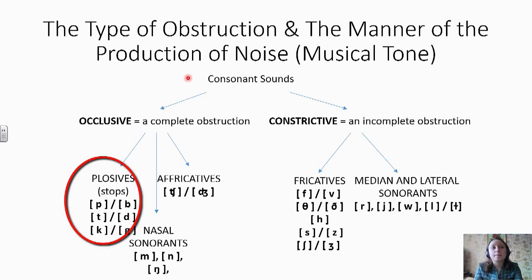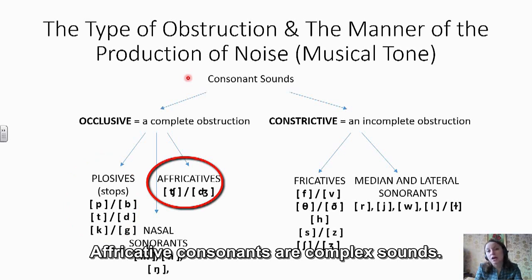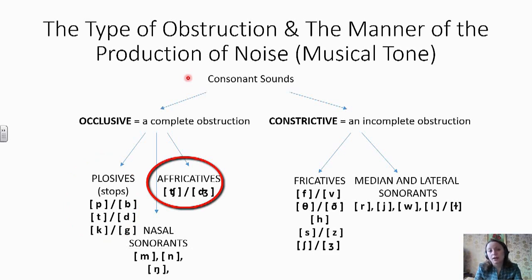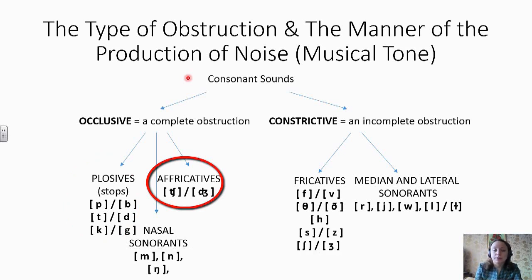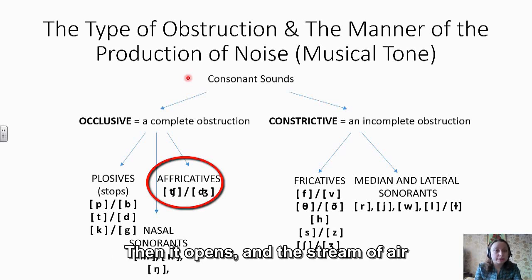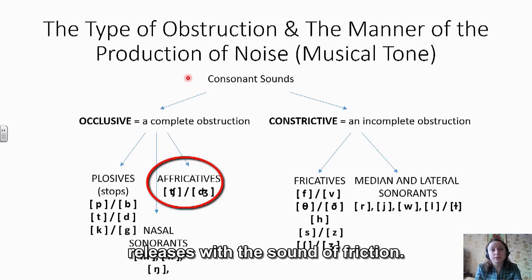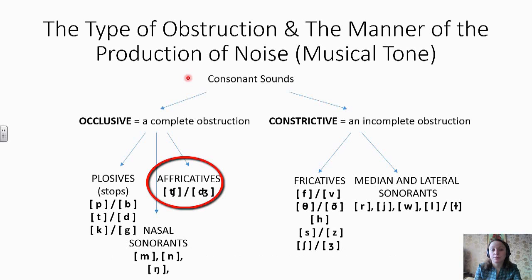Let's try it again. B, T, D, K, G. Affricative consonants are complex sounds. First, a complete obstruction is formed, as in T, D. Then, it opens and the stream of air releases with the sound of friction. Let's try it.